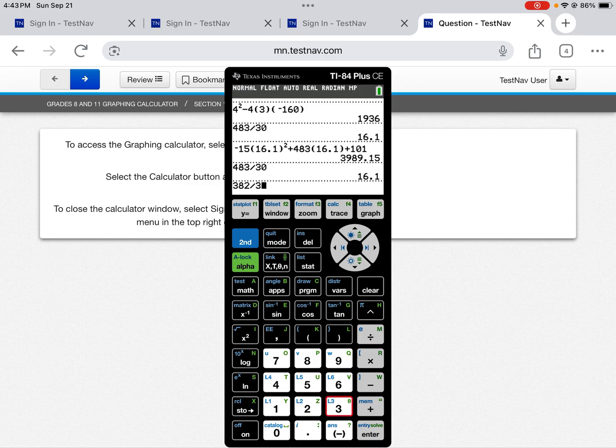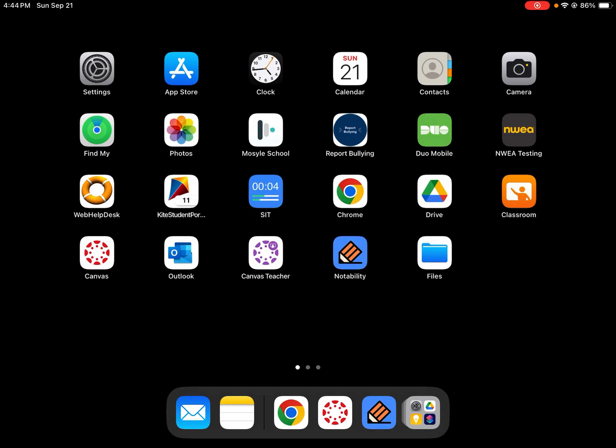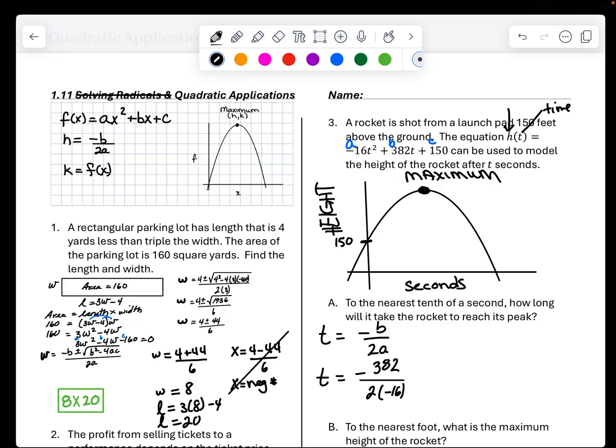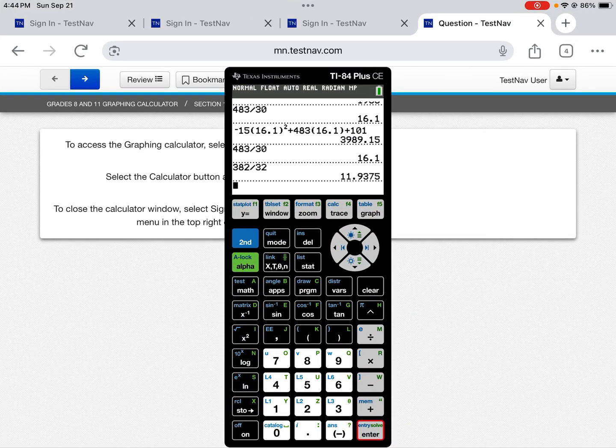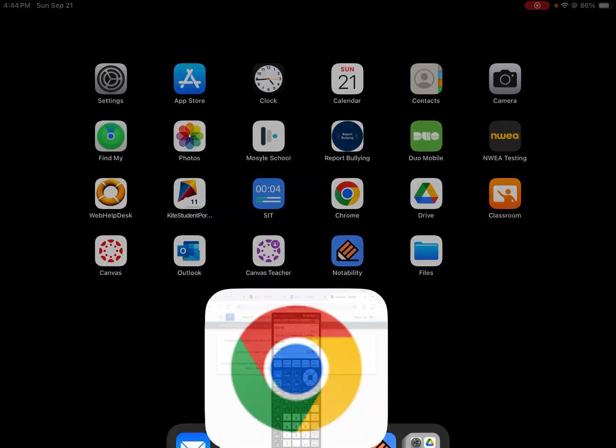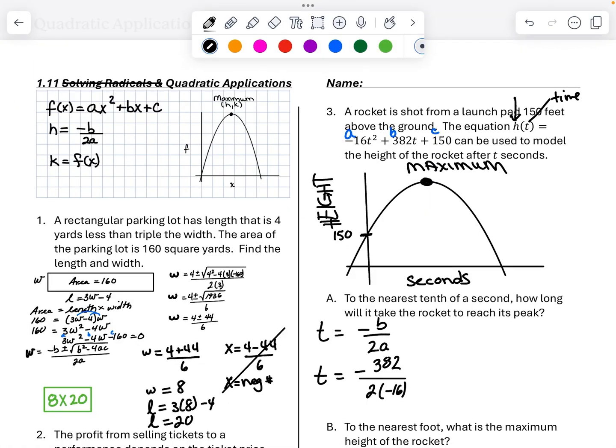382 divided by 32. And it tells me to round to what? It says round to the nearest tenth, so 1 decimal place. So 11.9. So in 11.9 seconds, it will have reached its maximum height.